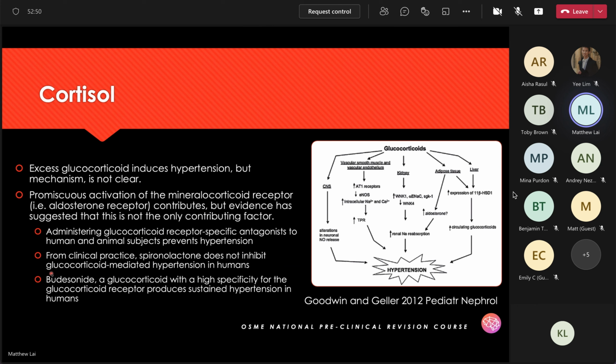Now, cortisol, the mechanism is not so clear. I'm not too sure how much of this is going to be in the syllabus, but essentially cortisol increases hypertension, but we don't quite know why. Essentially that is what this slide is saying, and there's a whole bunch of experimental stuff here for your reading interest, and if you wanted to talk about this in an essay maybe.